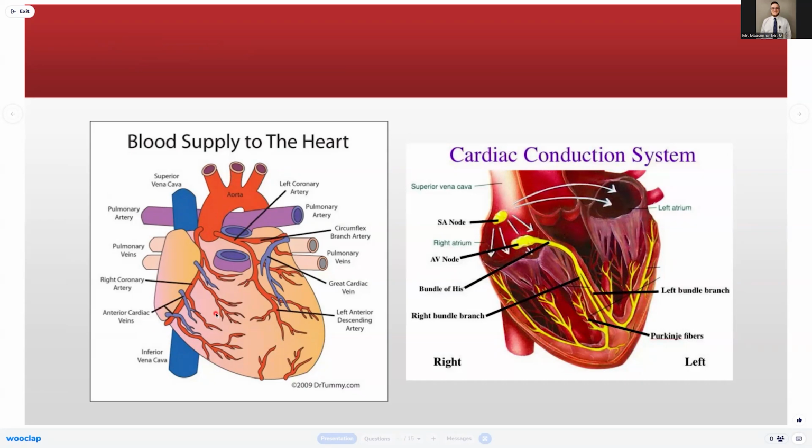And this is where heart attacks come into play, coronary circulation. If any of the blood flow is cut off to these coronary arteries, then it causes myocardial ischemia, tissue damage. There you go. There's your heart attack.